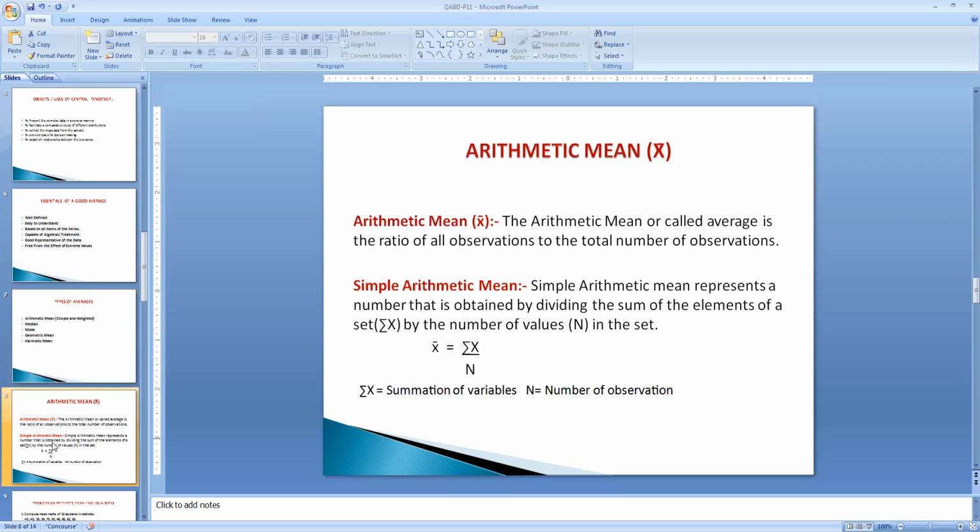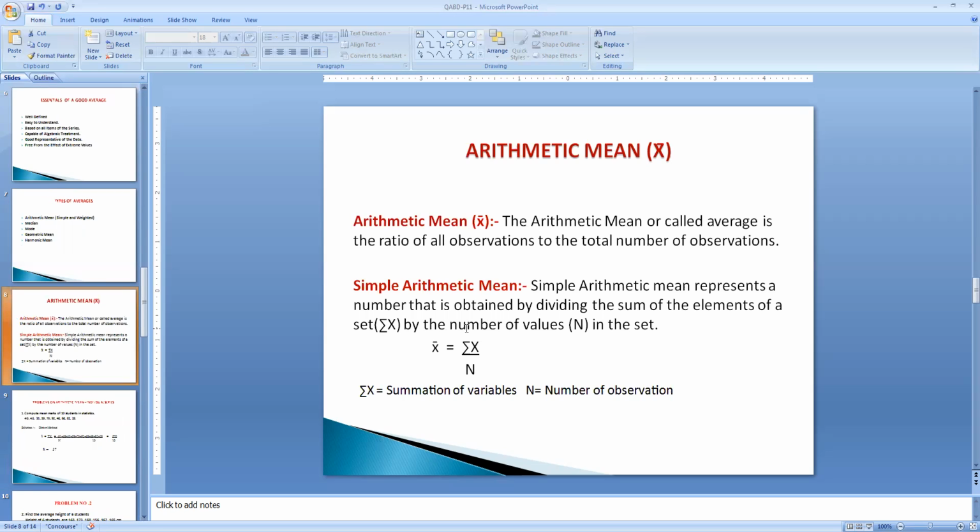So let us go one by one through the types of average. What do we mean by the arithmetic mean? The arithmetic mean, or an average, is nothing but the ratio of all the observations to the total number of observations. When we study the arithmetic mean, the total of the observations divided by the number of items is called the average or mean, or simply the simple arithmetic mean.